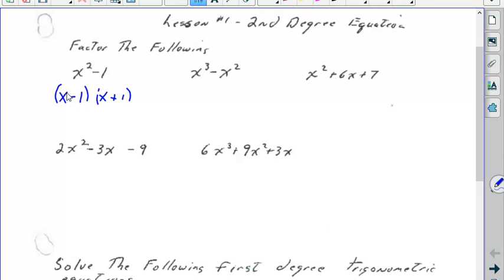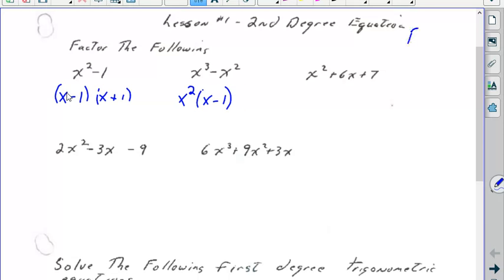Here, what's the first step you're actually supposed to look for before you do any factoring? Look for common factors. I have x squared that is common, leaving me with x minus 1, no more factoring available. The third one, I have no common factors.